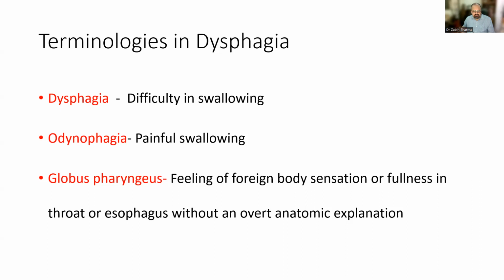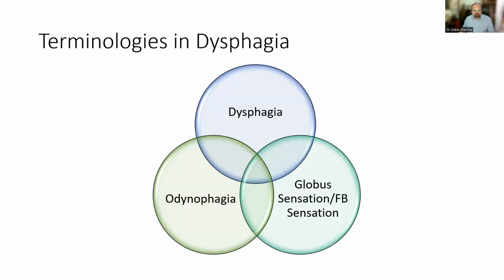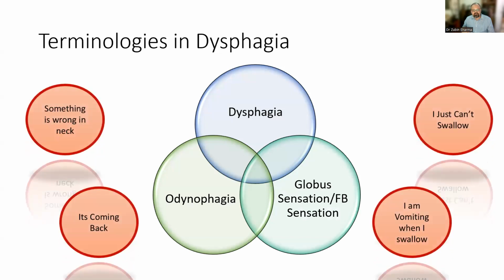But for the focus of our discussion today, we will focus on dysphagia and odynophagia. In our OPD, as GI physicians, we tend to put everybody into dysphagia or odynophagia or globus, but in practice, patients will actually say so many more words. They'll say something is wrong in my neck, something is coming back, I just can't swallow, I am vomiting when I am swallowing, something is coming back into my nose, there's a water brash. So all these symptoms patients will complain of.